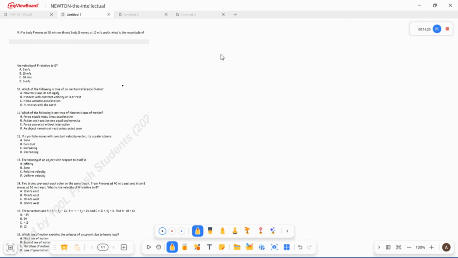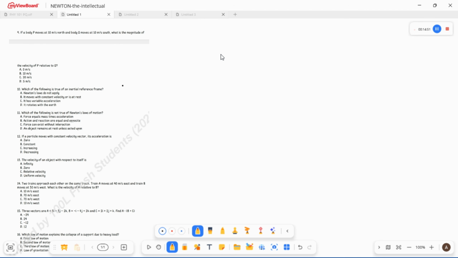So meaning that is our answer, and we don't even need to check option C and option D. Now, question 11 says, which of the following is not true of Newton's laws of motion? We know the first law, the second law, and the third law. The first law is what I just stated. The second law talks about mass, the relation of mass to force and acceleration. Then the third one talks about action and reaction, equal and opposite.